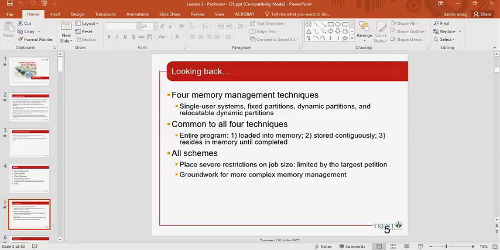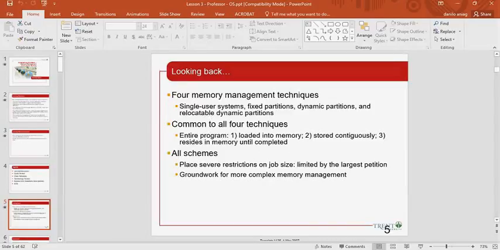Consequently, each puts severe restriction on the size of executable jobs because each one can only be as large as the biggest partition in memory. These schemes laid the groundwork for more complex memory management techniques that allowed users to interact more directly and more often with the system.